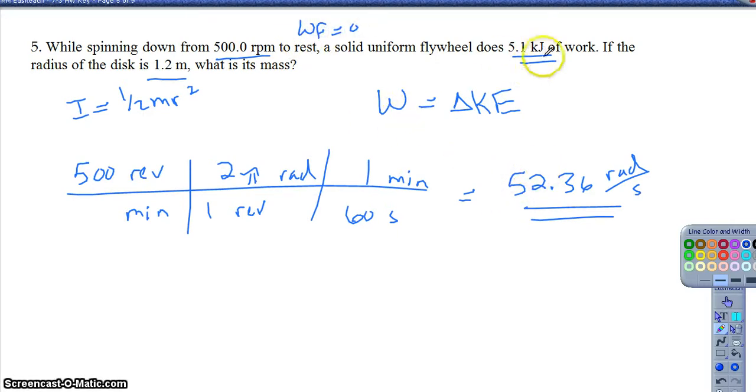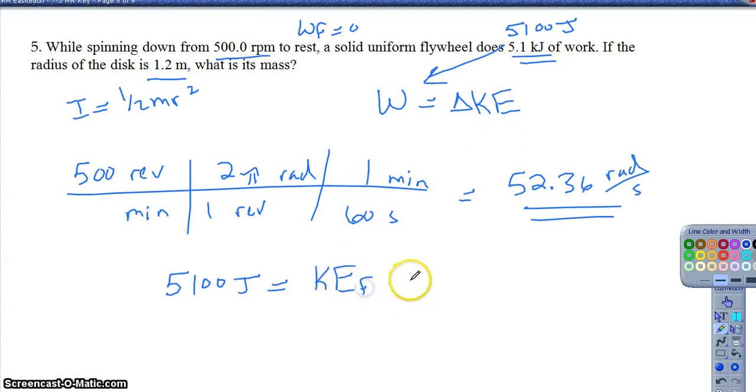Then they give me the amount of work, 5.1 kilojoules, so keep in mind that would be 5,100 joules, right? So that's how much work I've done. If I bring this all together, the amount of work, 5,100 joules, would equal my change in kinetic energy. So my final kinetic energy minus my initial kinetic energy. My initial kinetic energy would be using this velocity, and my final one would be 0, right? And in this case, they do say there's this much work done on it.